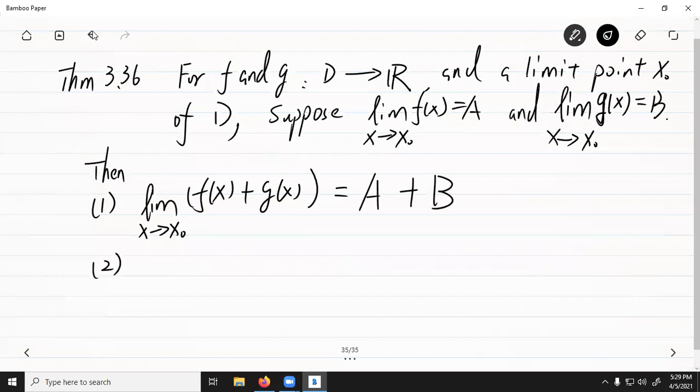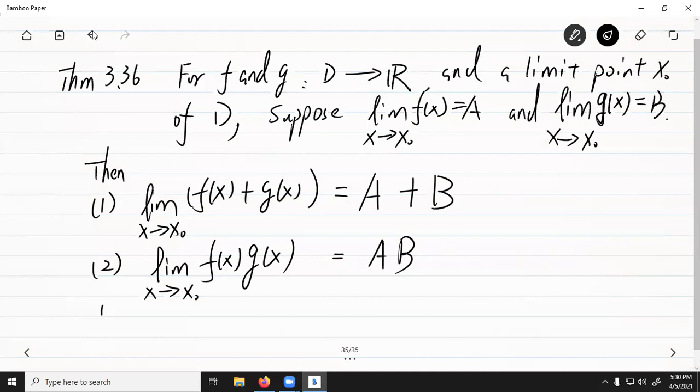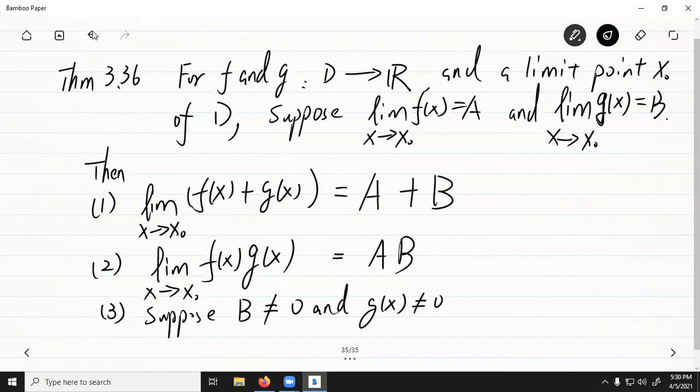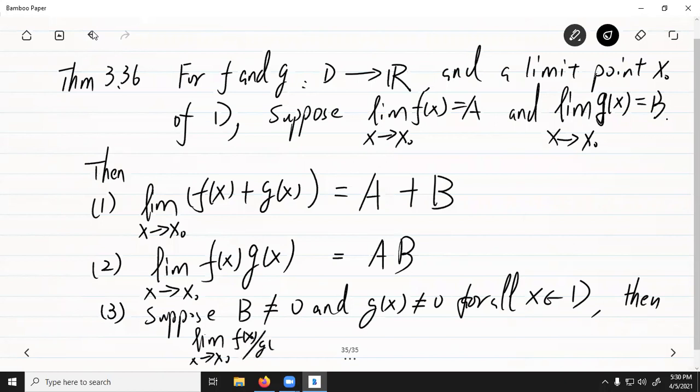These results you should be very familiar with. The limit of f times g would be equal to a times b. Third, suppose b is not equal to 0 and g of x is not equal to 0 for all x in D, then the limit as x approaches x0 of f of x over g of x is equal to a over b.